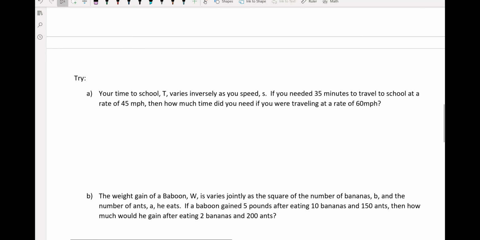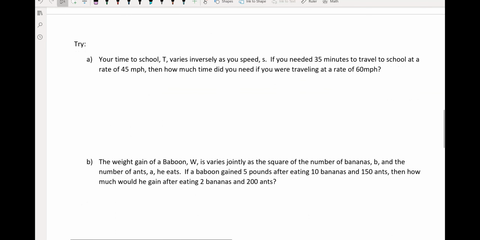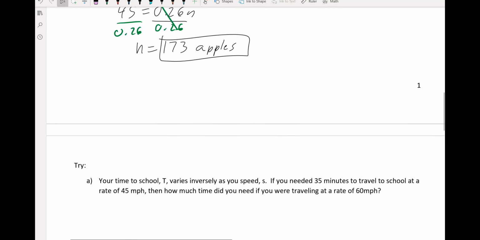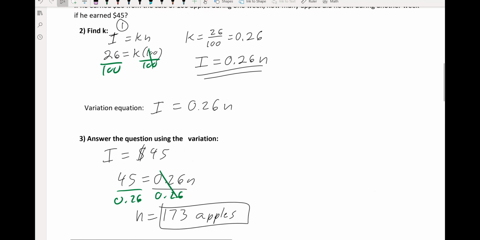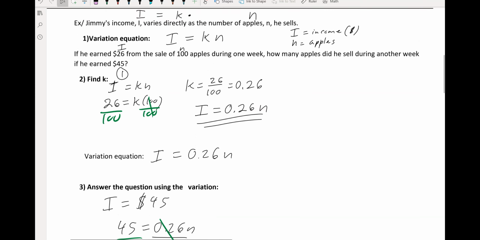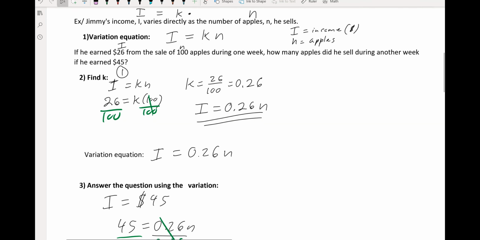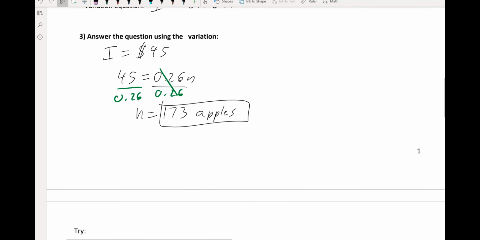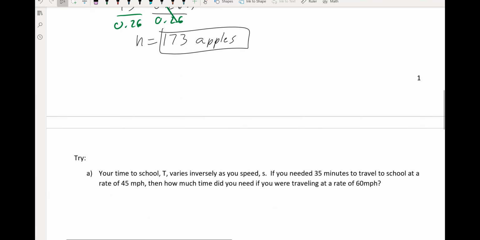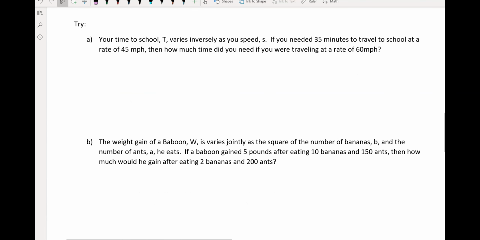Okay. So I want you to try these to figure them out. They're the same exact situation. So you're going to first find the equation, use it to find k, and then get the actual equation with k plugged in, and then use that equation to solve the problem. So hit pause now and give these a try.